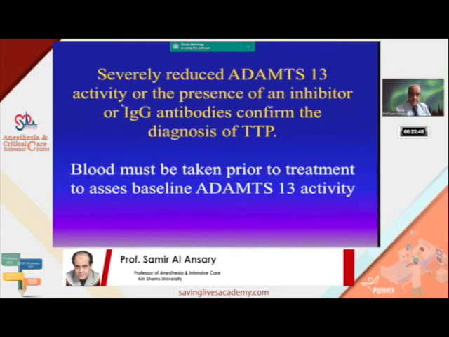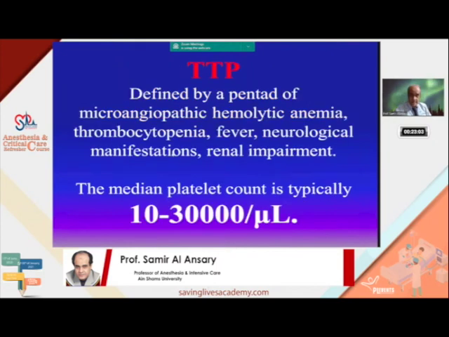Severely reduced ADAMTS13 activity, or the presence of an inhibitor or immunoglobulin G antibody, confirms the diagnosis of TTP. Blood must be taken prior to treatment to assess the baseline activity of ADAMTS13. TTP is defined by a pentad: microangiopathic hemolytic anemia, thrombocytopenia, fever, neurological manifestation, and renal impairment. This is a pentad rule for the diagnosis of TTP.